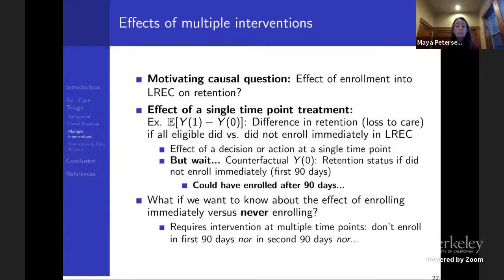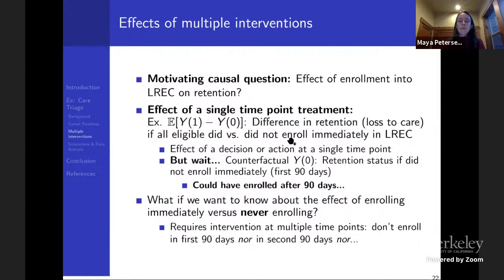So we started off by saying you could ask about the effect of a single time point treatment. How was retention different if everyone, we have a population of patients who are all eligible, how would their retention and mortality differ at 18 months if they'd all enrolled immediately versus none had enrolled immediately? So this is nice. It's the effect of a decision or action at a single time point. It's easy to get our heads around. And the analog in the RCT setting is the initial randomized assignment to a treatment. You control that very initial assignment, but you don't control anything that happens after, typically.